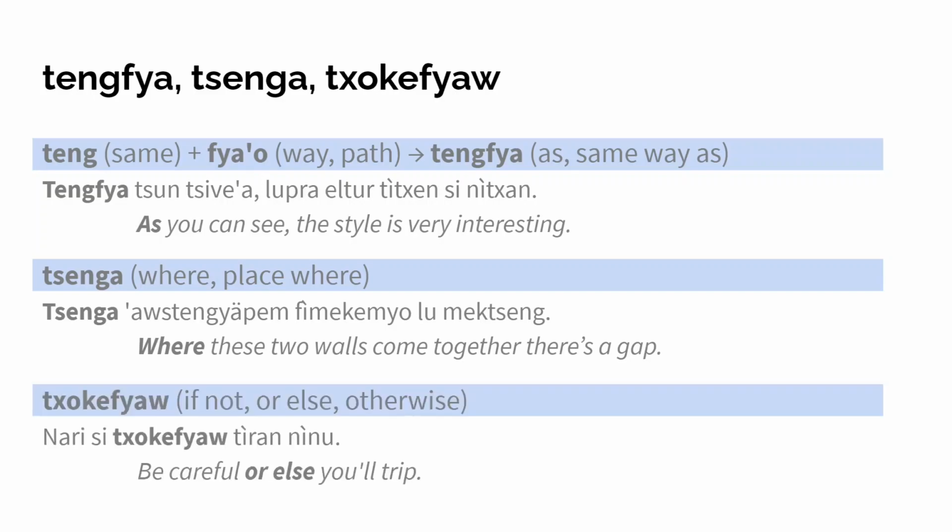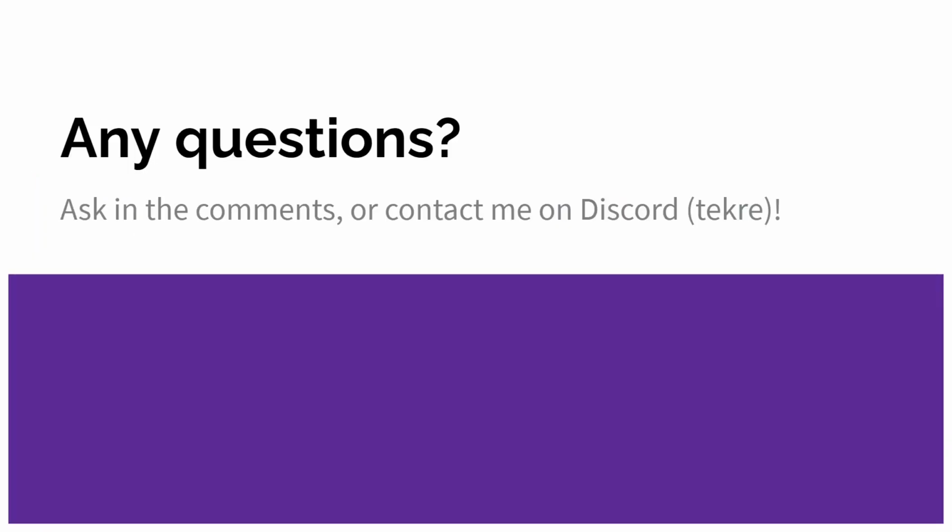And lastly, txokefyaw probably comes from txokefyaw, if not this way, and it means if not or else, otherwise. Narisi txokefyaw teranenu, be careful or else you trip, literally or else you will walk failingly. And that was it. That was the overview over some more conjunctions.